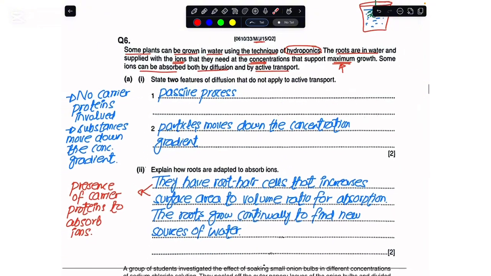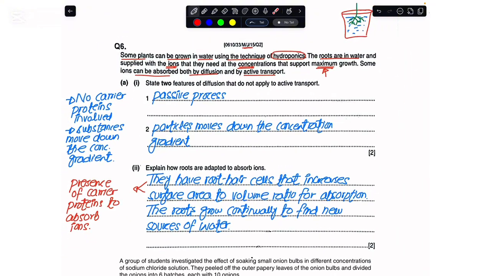Now he has asked you a question for a total of 2 marks, where he wants you to state two features of diffusion that do not apply to active transport. Actually, diffusion and active transport go opposite to one another. Diffusion would move the particles from the higher to the lower concentration. Active transport moves them from the lower to the higher concentration.